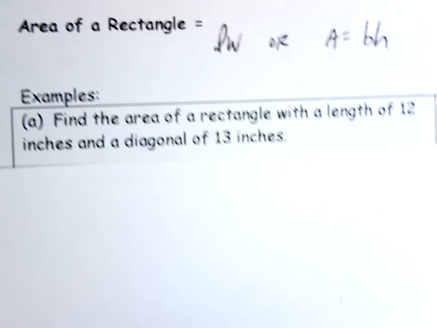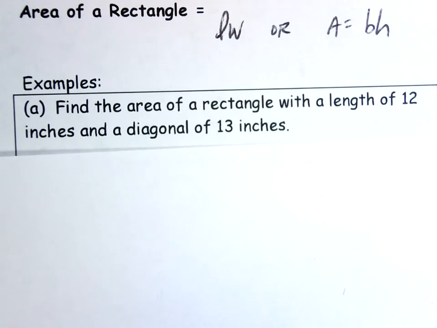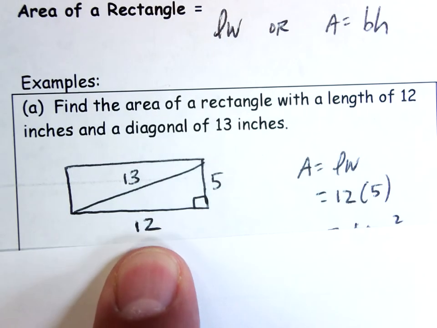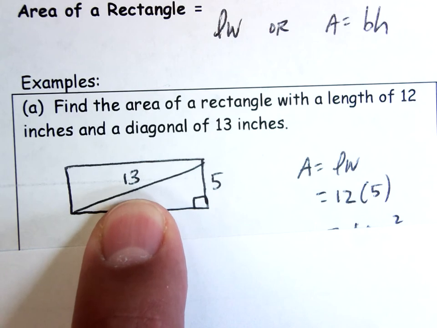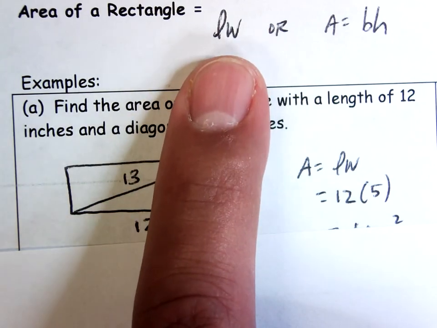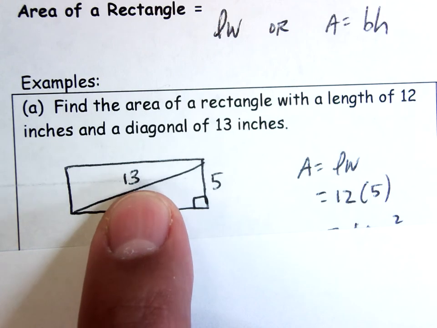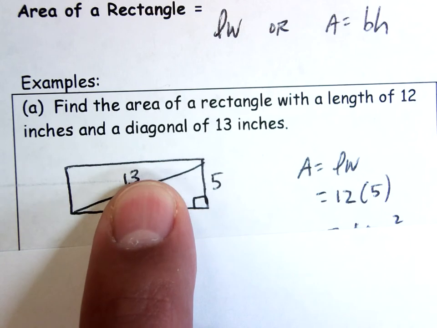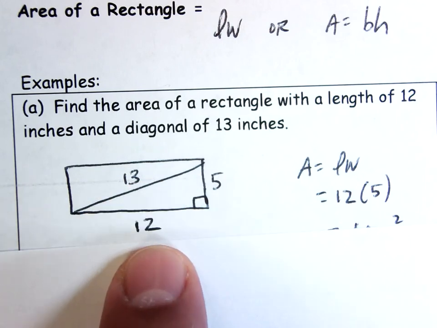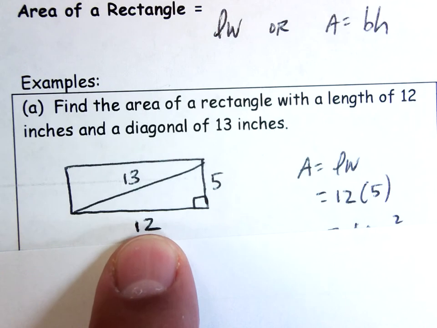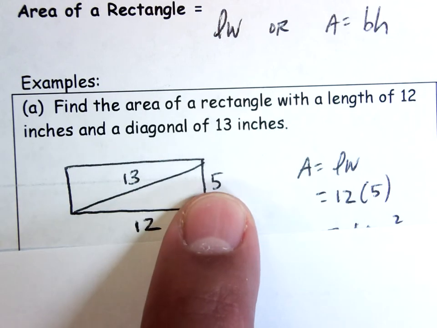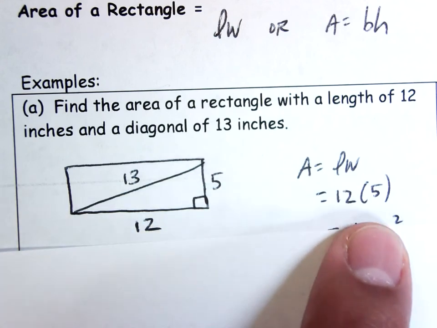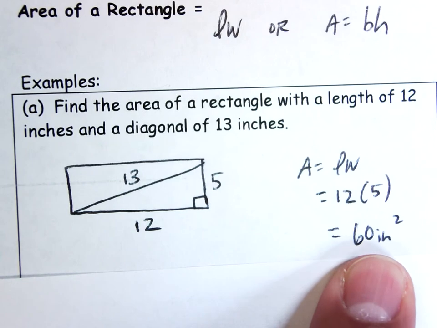First practice problem. Find the area of a rectangle with a length of 12 inches and a diagonal of 13 inches. Okay, so let's draw the picture. There's my rectangle with the length of 12 and a diagonal of 13. My formula for area says nothing about diagonal, so knowing the diagonal in and of itself doesn't help us. We need to use that to find a missing piece. If the diagonal is 13 and my length is 12, well, this is just a right triangle. It's a Pythagorean triple, 5, 12, 13, so this width must be 5. So area is equal to length times width, which is 12 times 5, so my area is 60 inches squared.